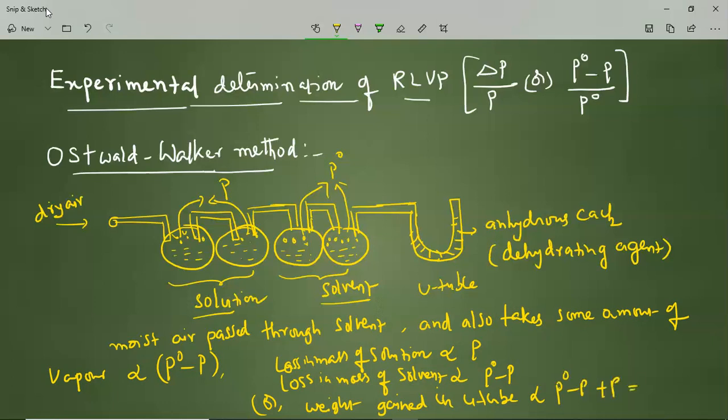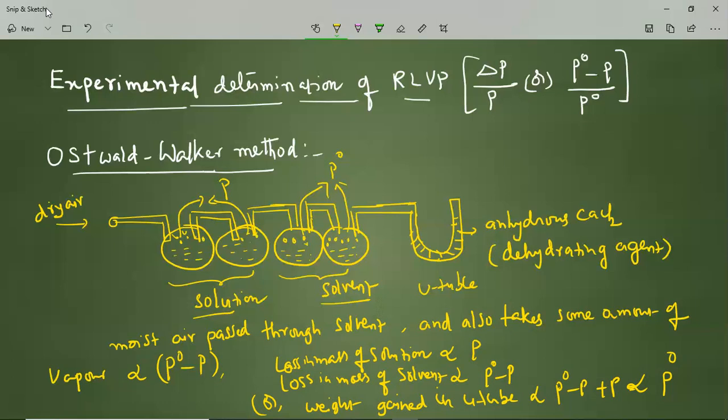That is proportional to P naught. Now at this juncture, we can understand that P naught is the vapor pressure of pure solvent and P is the vapor pressure of solution. The U tube's weight at the end of the experiment, what happens? The gain in the mass of the U tube is equal to the loss in the weight of solution and solvent bulbs, in turn proportional to the reactions.